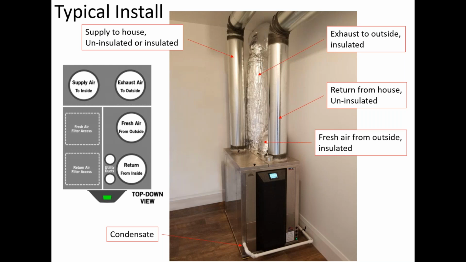The supply to the house and then the return air from the house, those can be uninsulated. And then it's important to have good insulation on the ducts, the fresh air coming from outside and then the exhaust to the outside, as you don't want to develop any sweating or frost on those ducts that can create moisture issues.